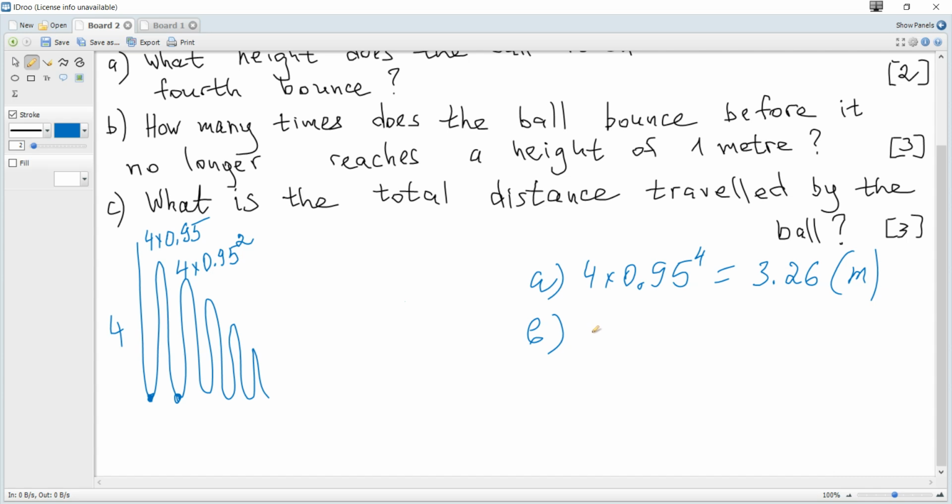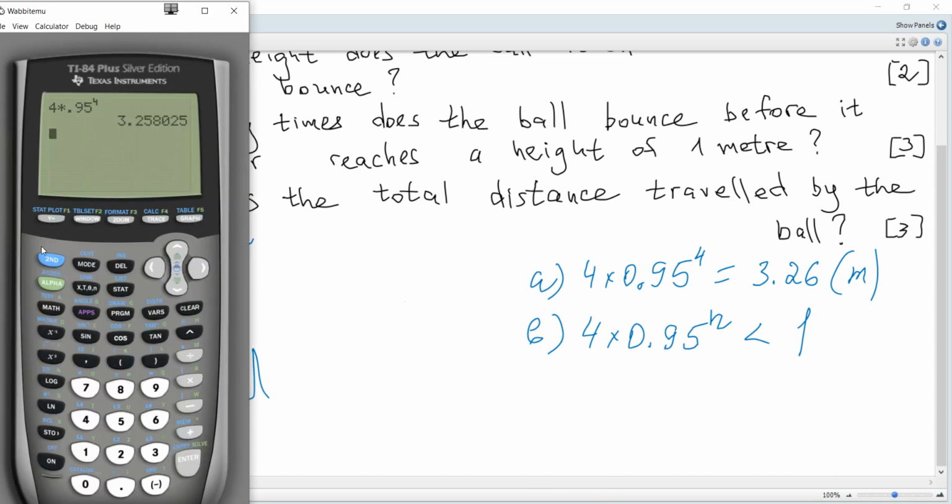So a general formula for the height after the nth bounce is what? 4 times 0.95 to the power of n, and it should be less than 1. Using a calculator, we can plot two graphs: 4 times 0.95 to the power of x and 1. Window x is from 0 to 50, y from -1 to 2, and we need a point of intersection. And it's 27 point something. Definitely n can be positive integer only.